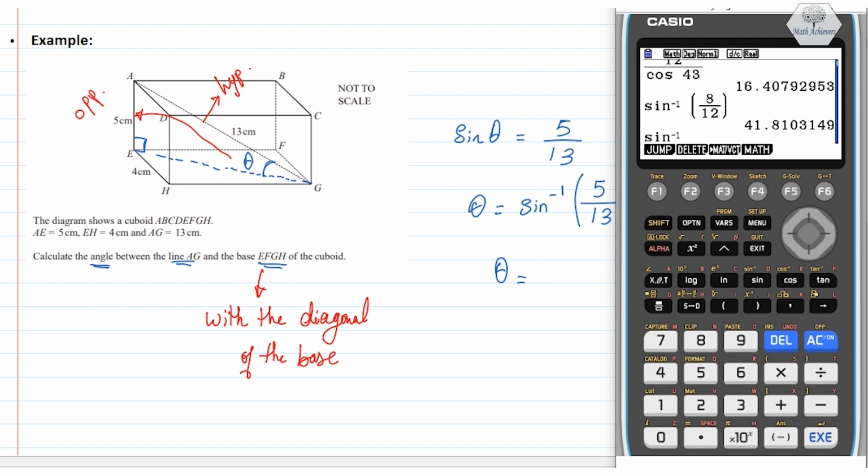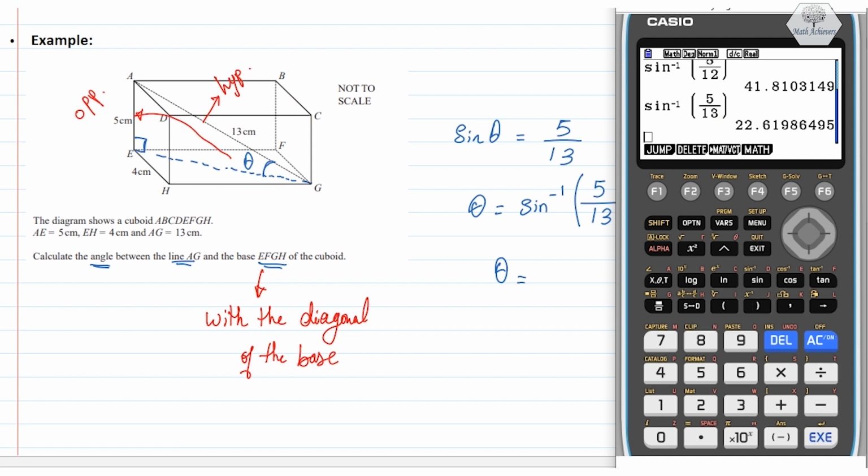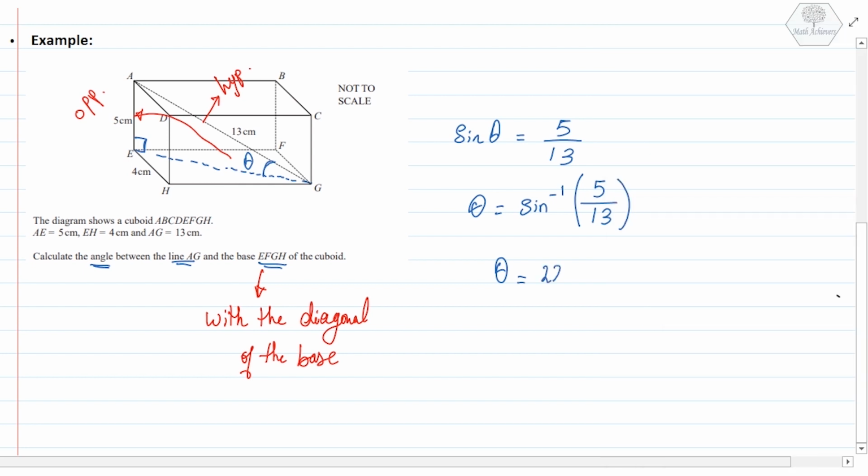shift sine into a bracket, 5 over 13. This will give me 22.6 degrees. So the answer is 22.6 degrees. It is very important that you have very good skills in dealing with any three-dimensional shape, especially in figuring out the correct right-angled triangle inside it.